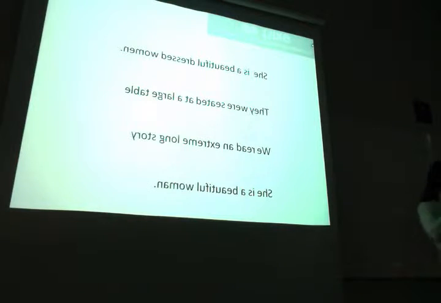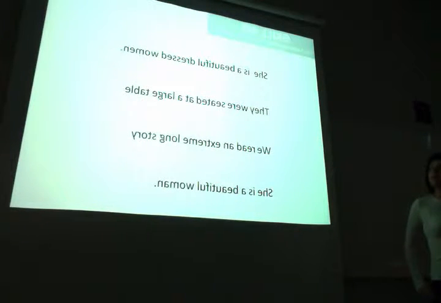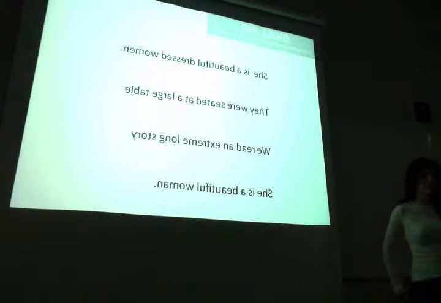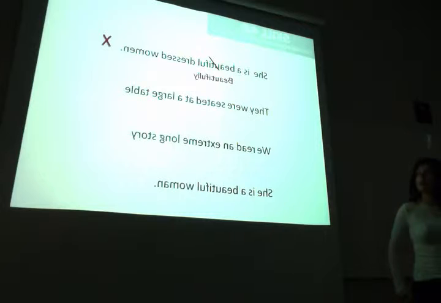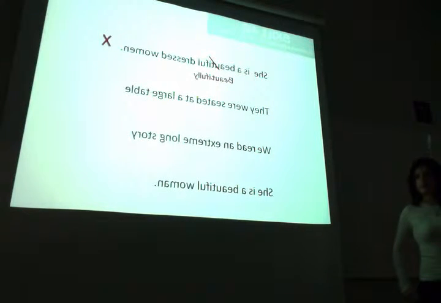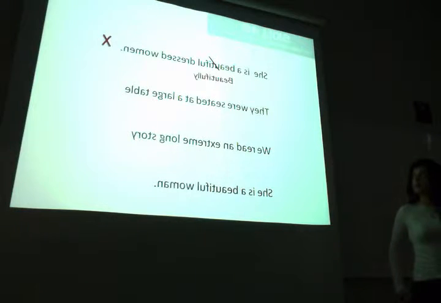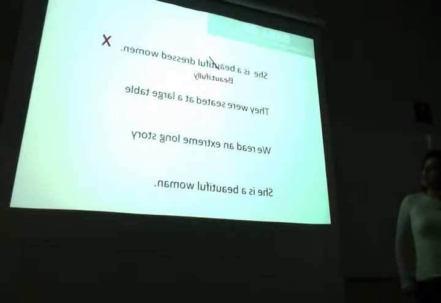And here are the examples. "She's a beautiful dressed woman." Is it correct or incorrect? No, it's incorrect. "Beautifully" is describing "dressed," so it has to be "beautifully." And "beautiful" should be describing the woman. Another detail there: it says "women" there, because of what comes after. Yes, it is. Okay. And the other one is, "They were sit at a large table."